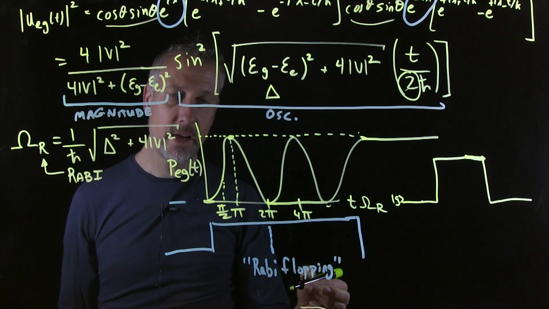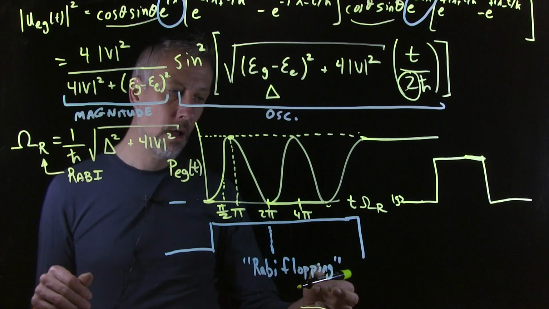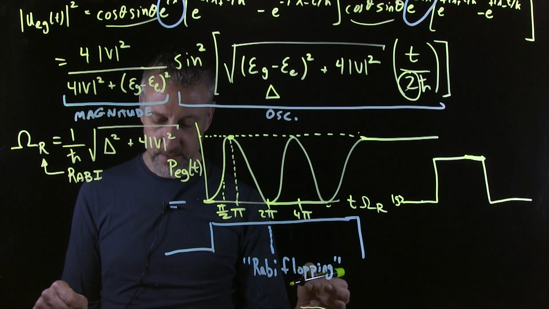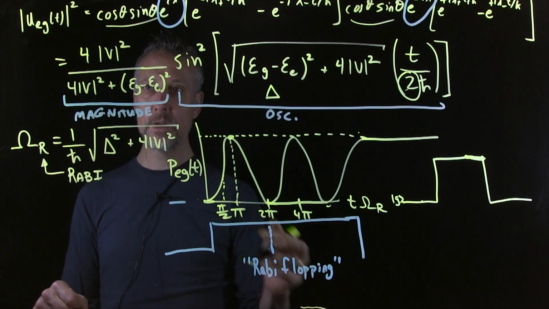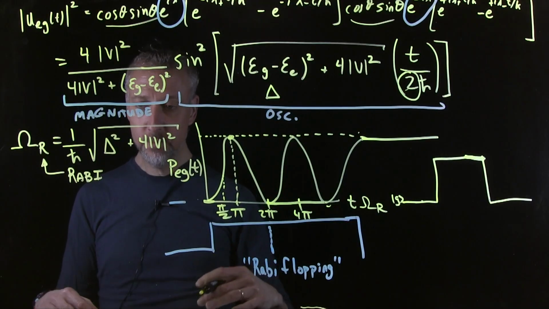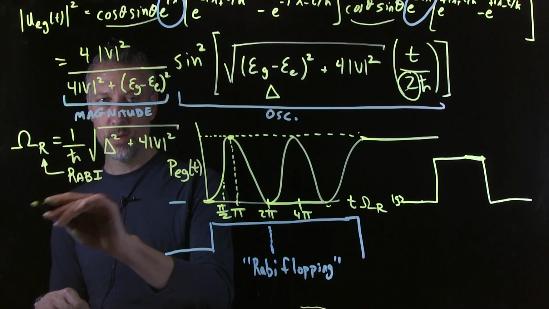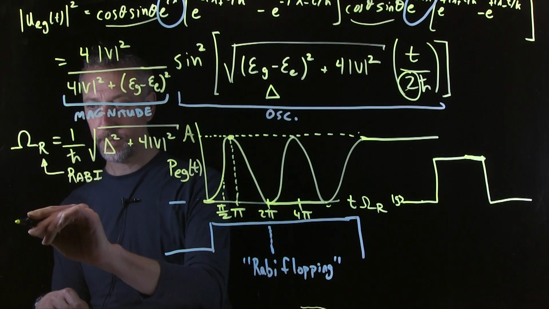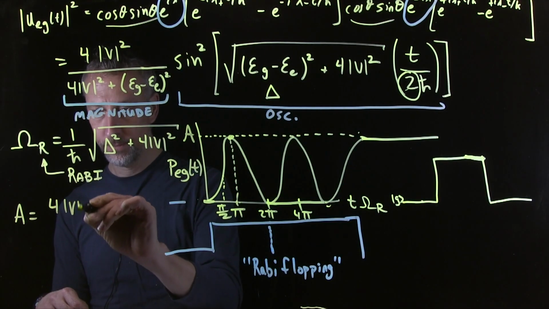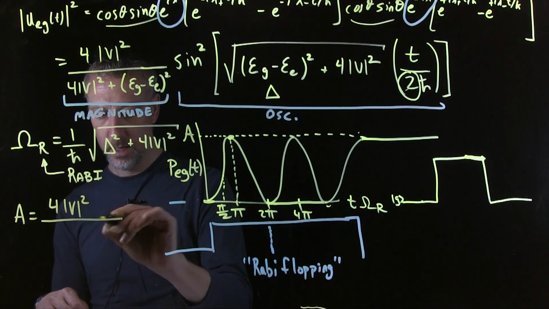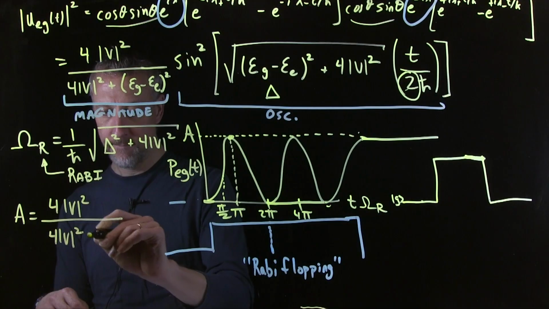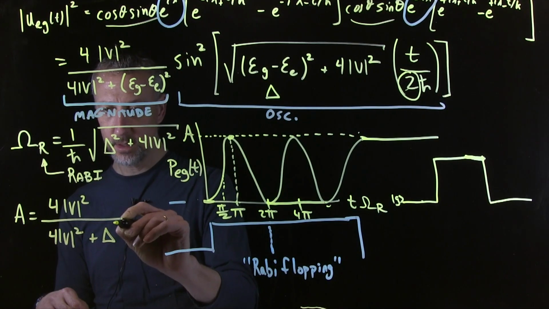And in more modern times, of course, NMR still happens. But people use tricks like this when they want to do quantum information processing. Now let's take a look at this amplitude real quick. Here's the amplitude, right? The amplitude of the maximum, so let's call that A. A is equal to 4v squared over 4v squared plus delta squared.